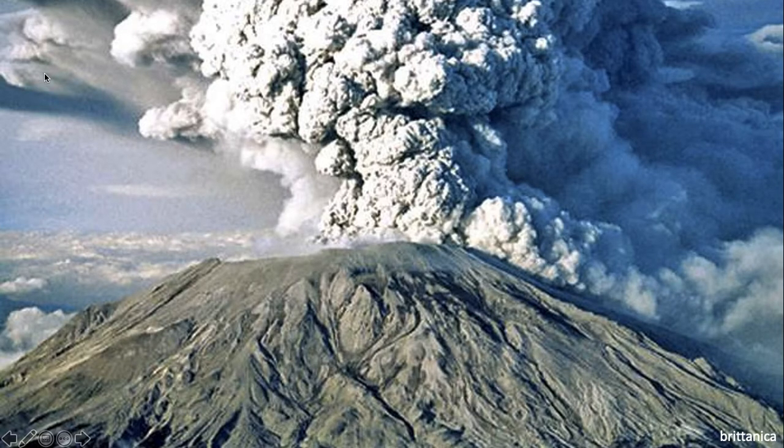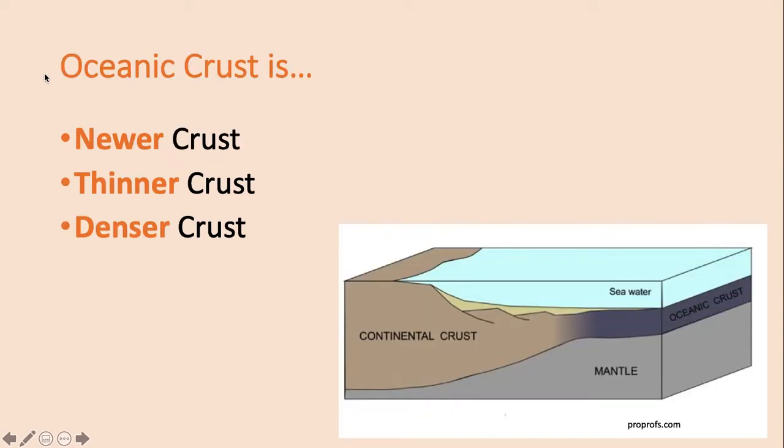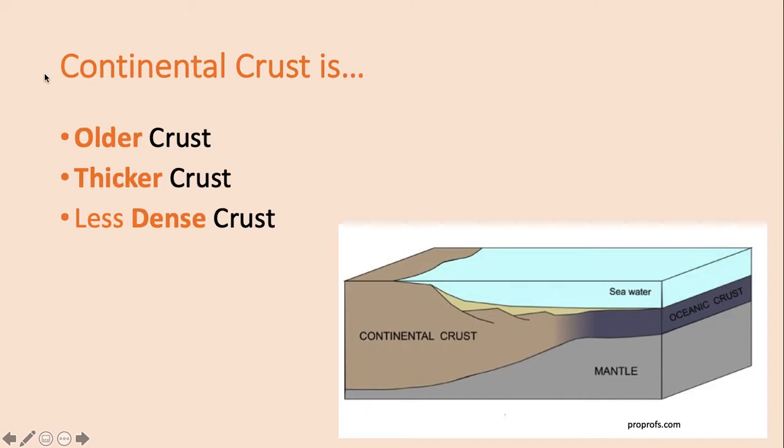Here's a picture of a volcanic eruption. Crust types. There are two types of crust, oceanic crust and continental crust. Oceanic crust is newer crust, thinner crust, and denser crust than the continental crust, while the continental crust is older crust, thicker crust, and less dense crust.